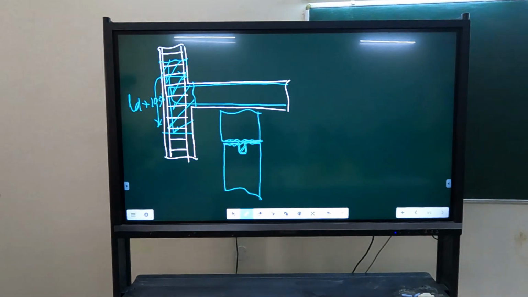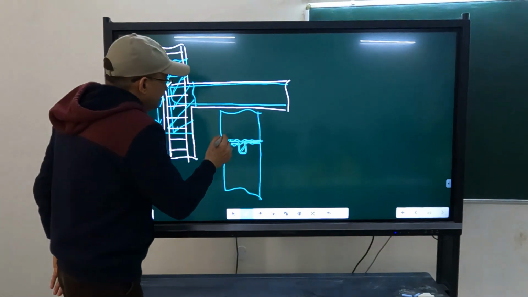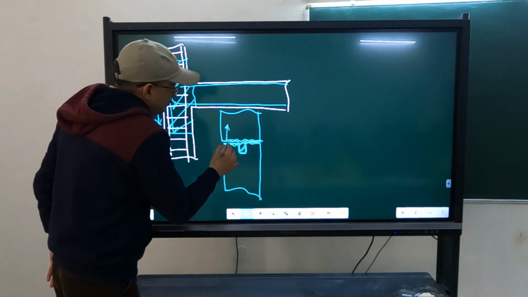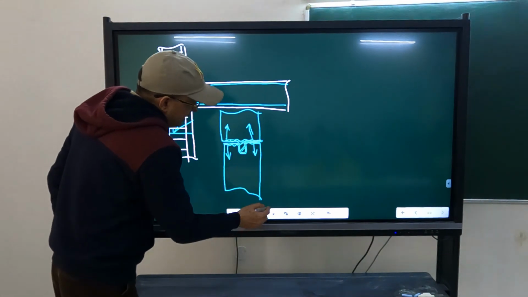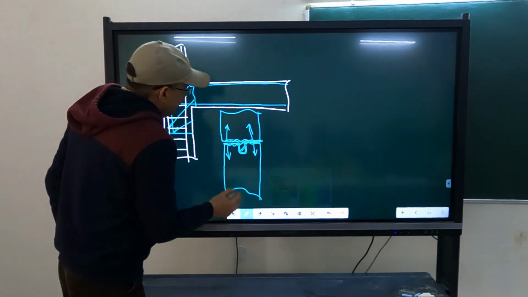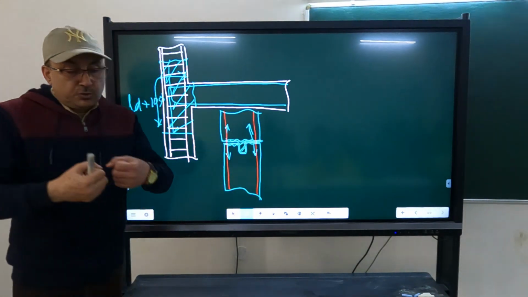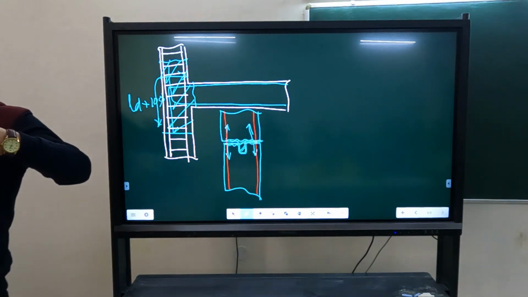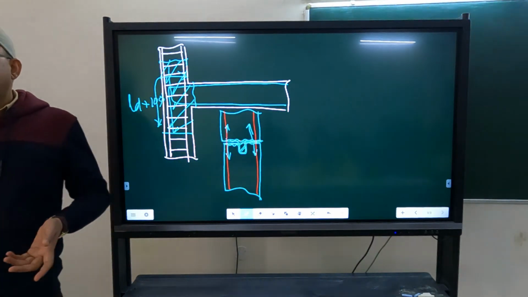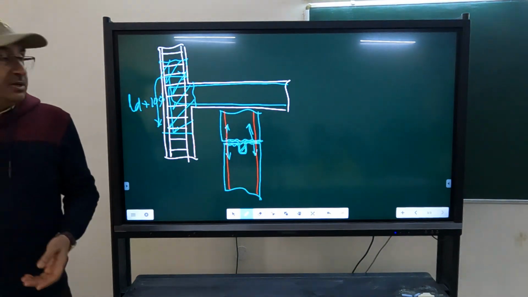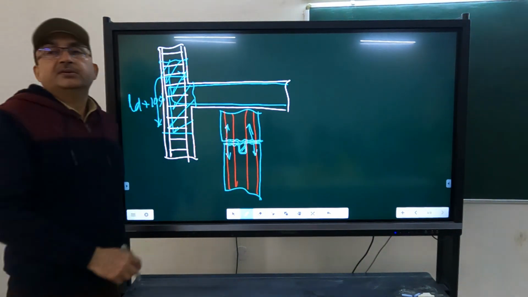Third thing is how this friction is going to work. That will work against this applied force and the tensile force. So the steel which we are providing here is also important. How much tensile force this steel can take, only that much compressive force can be applied here, if there is no axial compression acting. So the amount of this steel is also important.